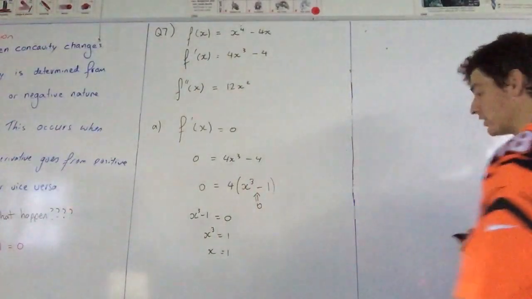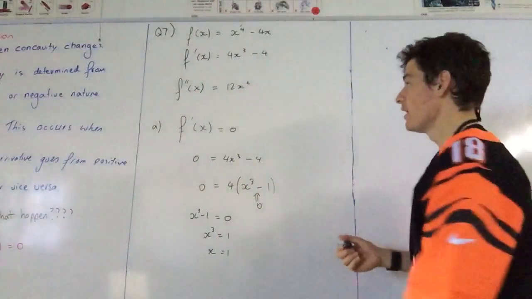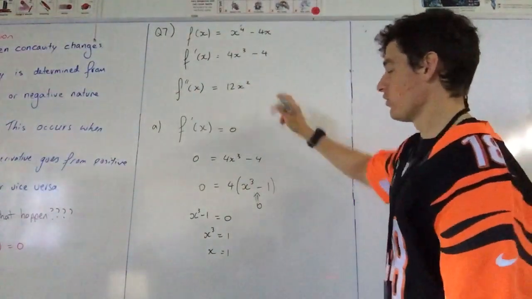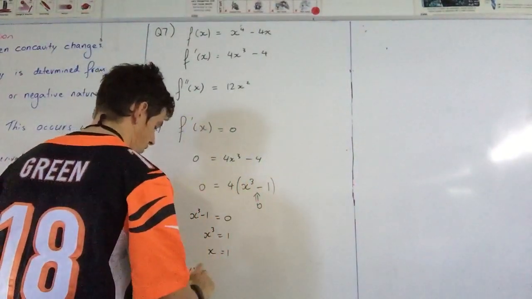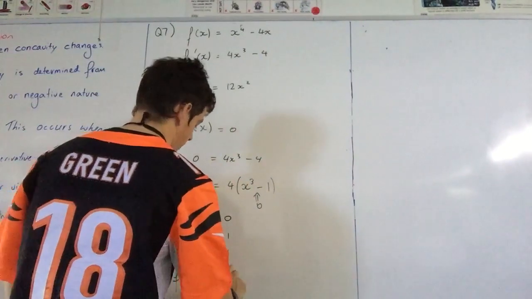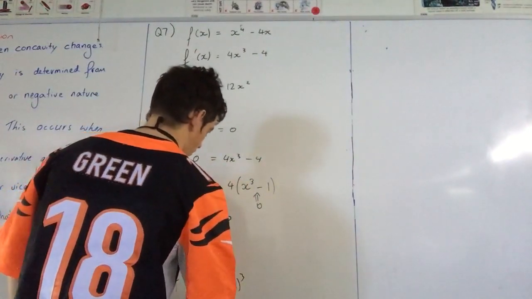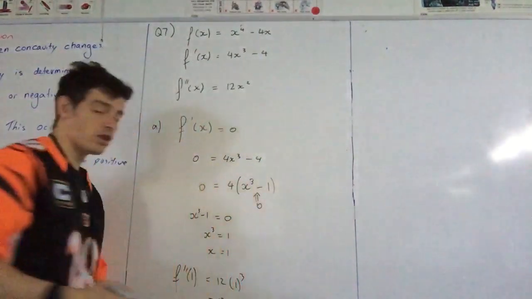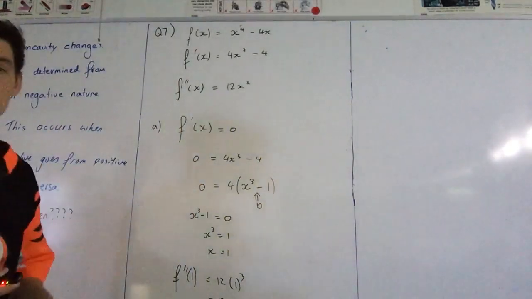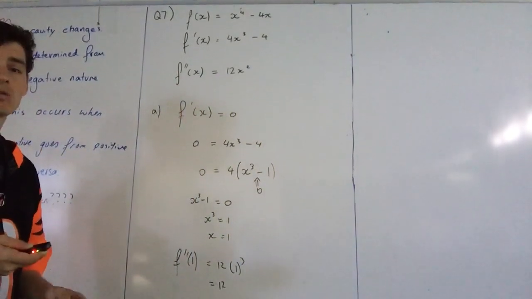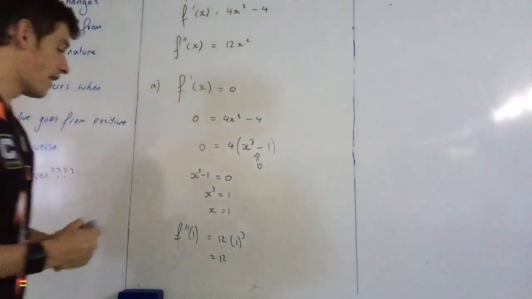Now I need to determine the nature of that stationary point. As you can see, when I put 1 into f double dash x, I will get 12 times 1 to the power of 3, which is just 12. And again, I don't care about the size of that number. All I care is that it's positive, which tells me that at the point x equals 1, I have a minimum.